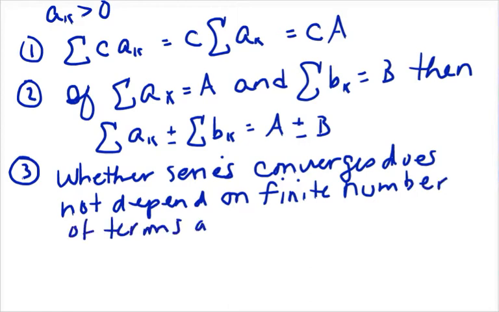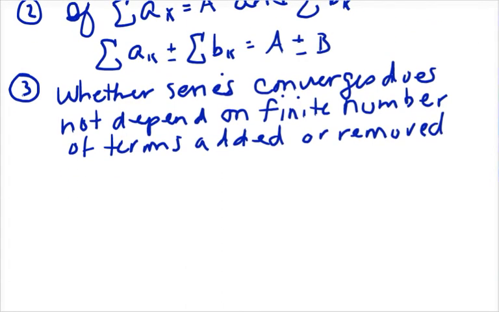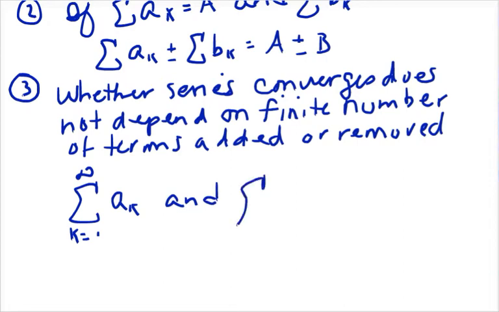So what that boils down to is that I can play around with indices, and that's going to become important a little bit later on in the chapter. So if I get a series that starts at 1 and goes to infinity, and that series converges, then the series starting at some other point M going to infinity is also going to converge. So actually they're going to both either converge or diverge together.